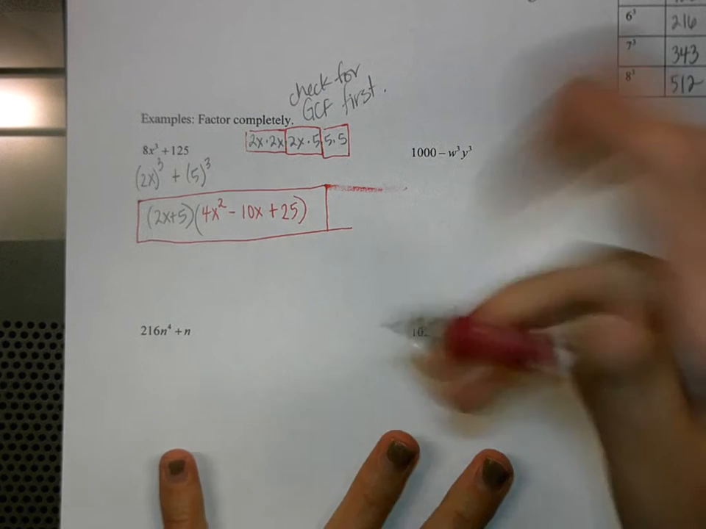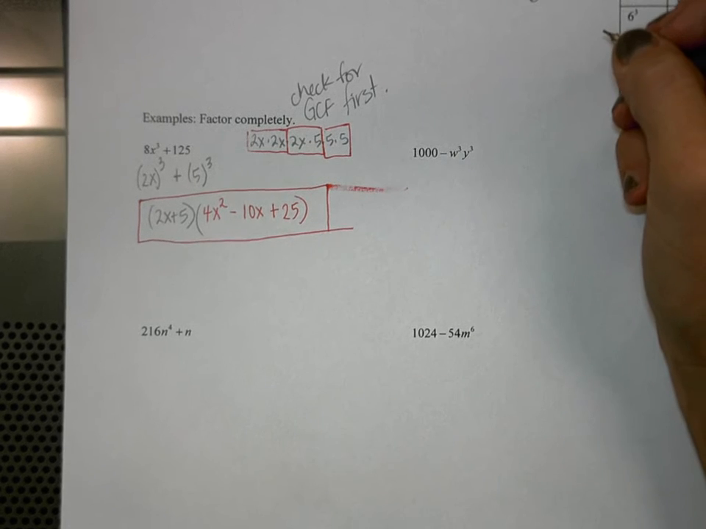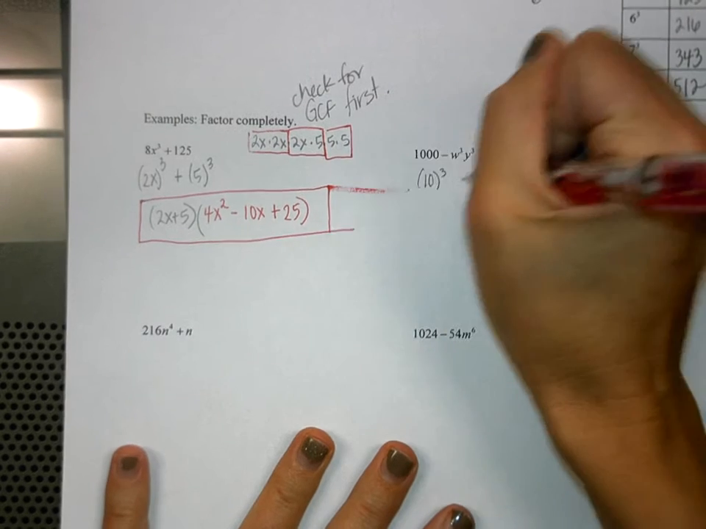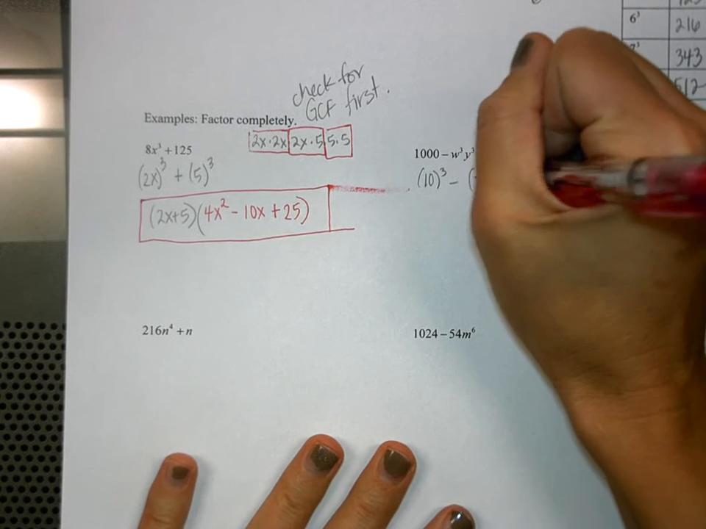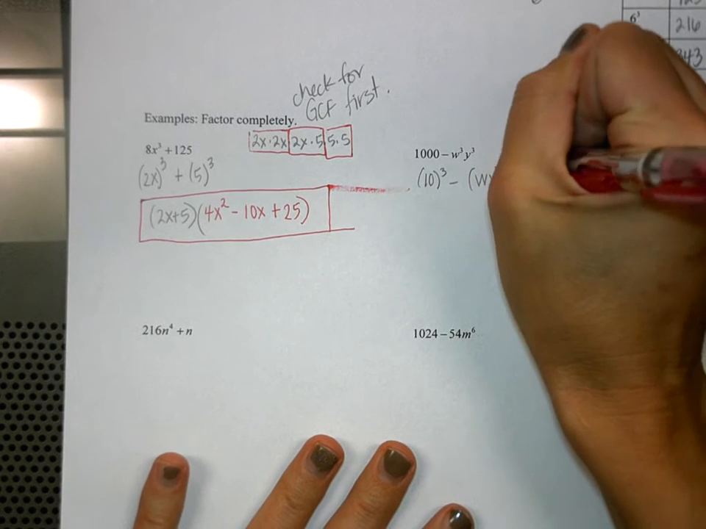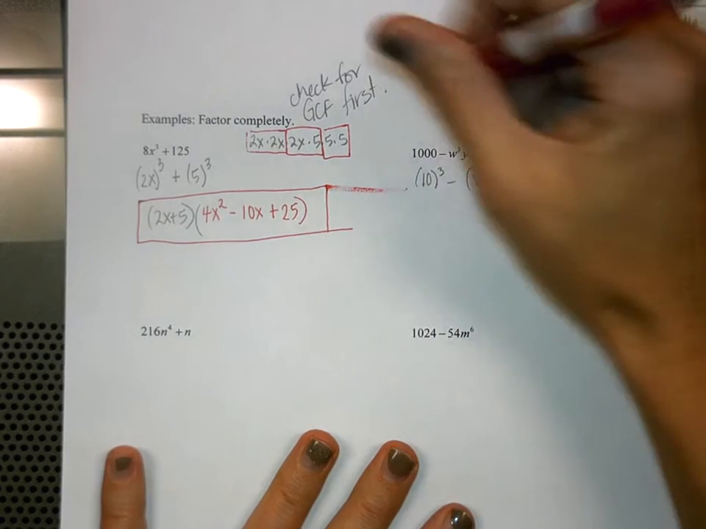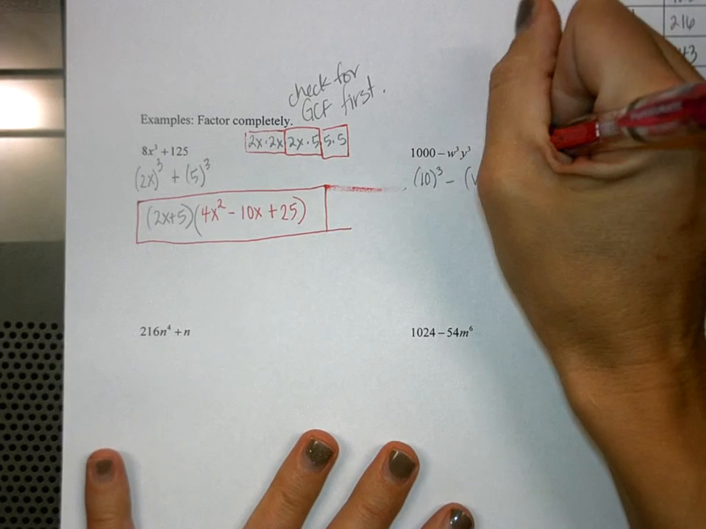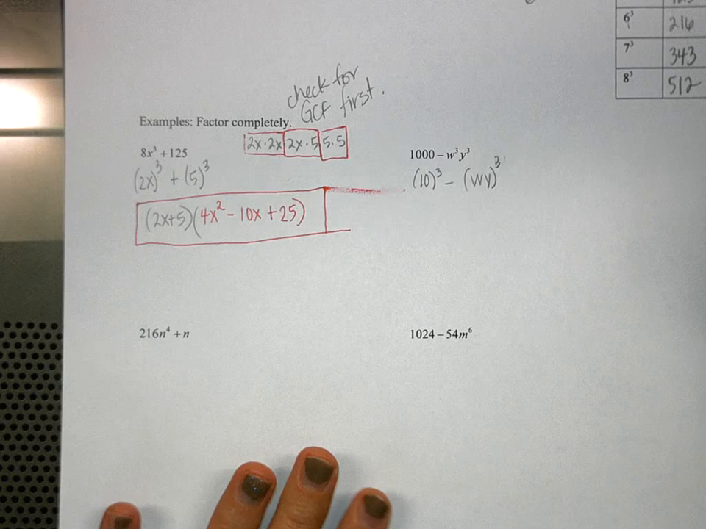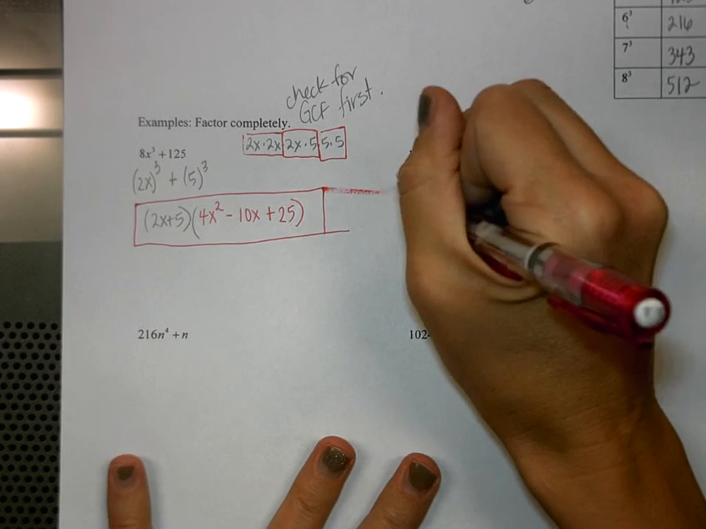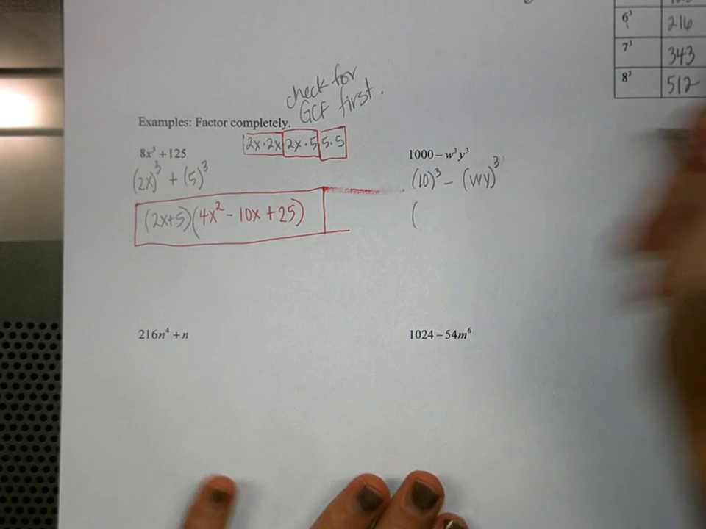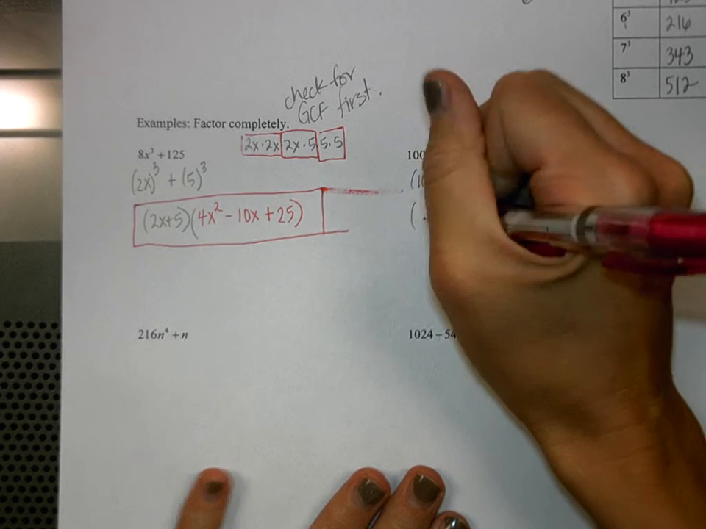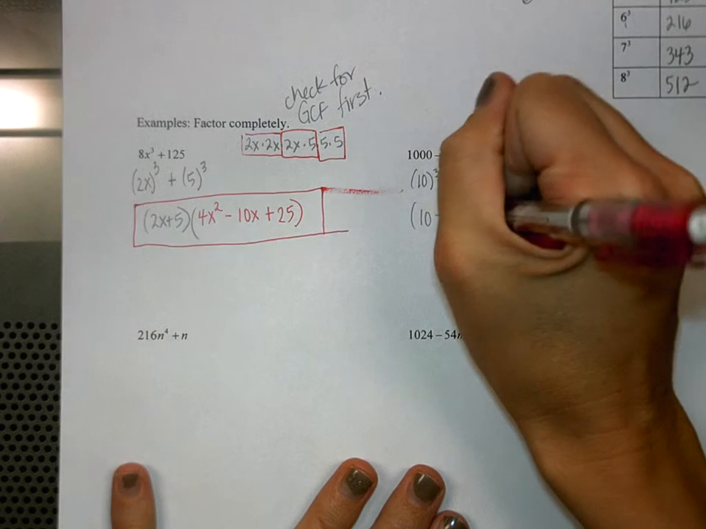How could I write 1,000 as a cube? Do you guys know? 10. Good. And then for my next one, I'm going to write that as y cubed. So we have our two terms set together. So my first parenthesis will be what? 10 minus y. Yeah, you want to keep them in the same order. So we have 10 minus y.